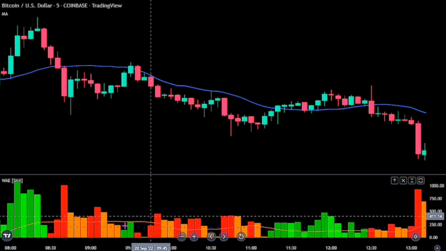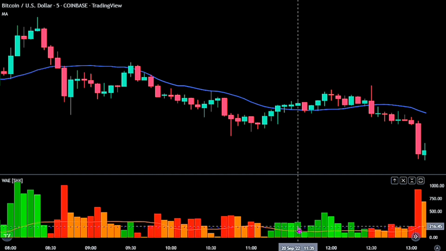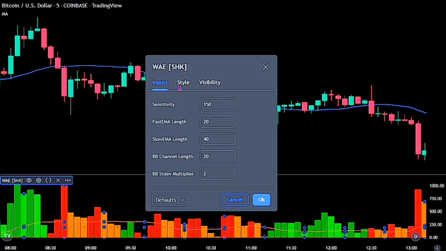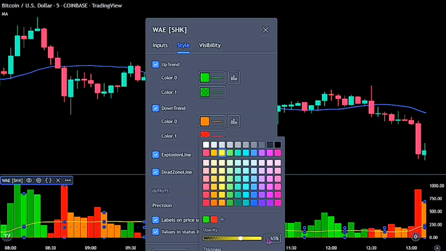On the chart, we can see that the indicator has a lot of different scripts. We won't be adjusting the inputs, but let me increase the opacity for the indicator for better visualization. So go ahead and bring up the settings panel. Change the explosion line to yellow and increase the opacity. Also change the dead zone line to white and increase the opacity for better visualization.